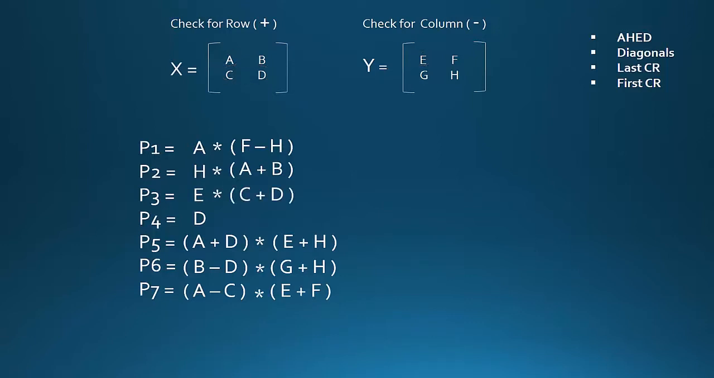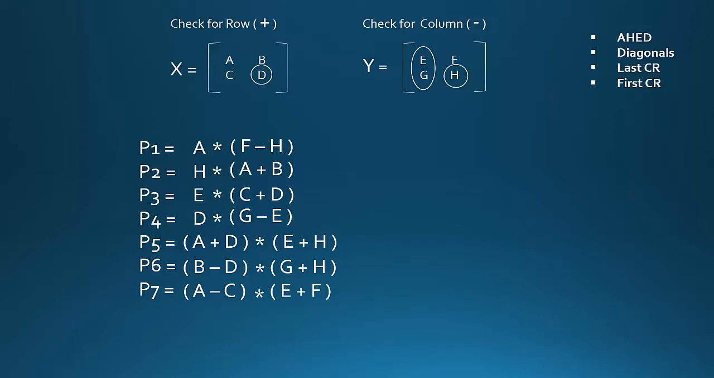Now consider P4. The element of P4 is D and the opposite element is H. Since we are in Y, we will consider column, and the opposite column is GE. And since it is a column, we will write G minus E. Now we have developed a way to derive these 7 formulas.